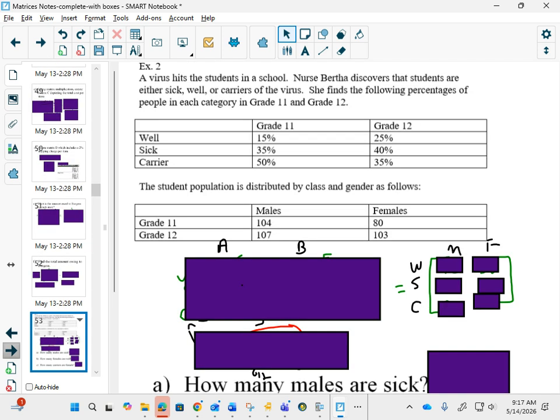Okay, next example. Ooh, viruses have been in the news. A virus hits the students in cruise ship school. Nurse Bertha discovers that students are either sick, well, or carriers of the virus.